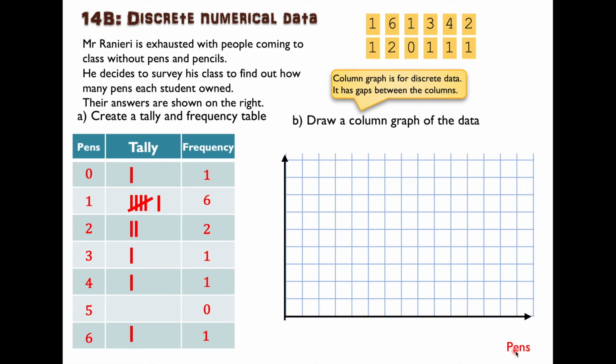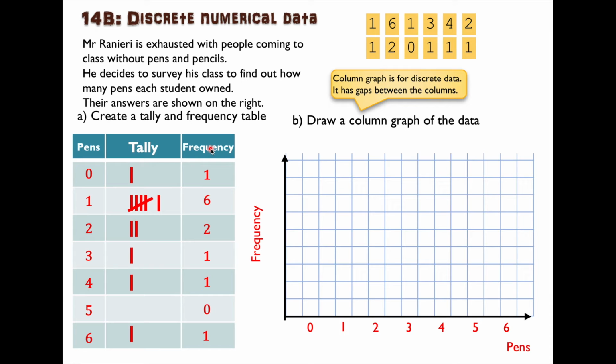Let's call this the number of pens, being from 0, 1, 2, 3, 4, 5, and 6. Notice that even though no people had 5 pens, I'm still going to put a 5 there, just because then these go up, one at a time. They go up in equal intervals, equal increments, I suppose. This axis here, the vertical axis, I'm going to plot the frequency.